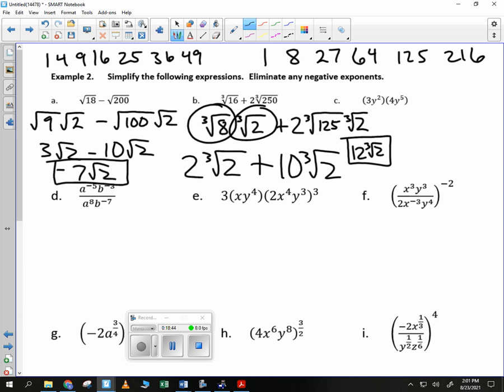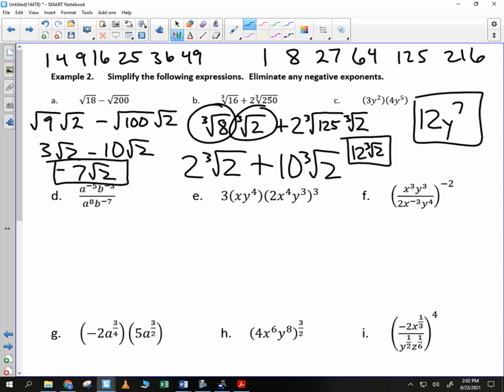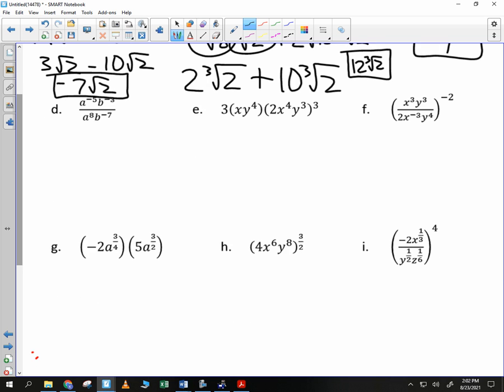Try C and D on your own. Go. All right, let's try it. Here we go. 3y squared, 4y to the 5th. I've got 12y to the 7th. Anybody get that? Yep. All right, the next one. I see negative exponents, so I'm going to move them to where they are not. Okay? So that means a to the 8th stays on the bottom, but everything else moves, right? So a to the 5th comes to the bottom, b to the 7th goes to the top, and b to the 3rd goes to the bottom.